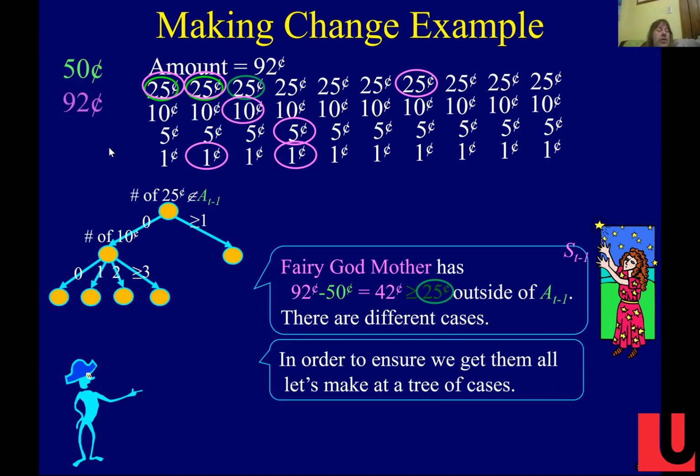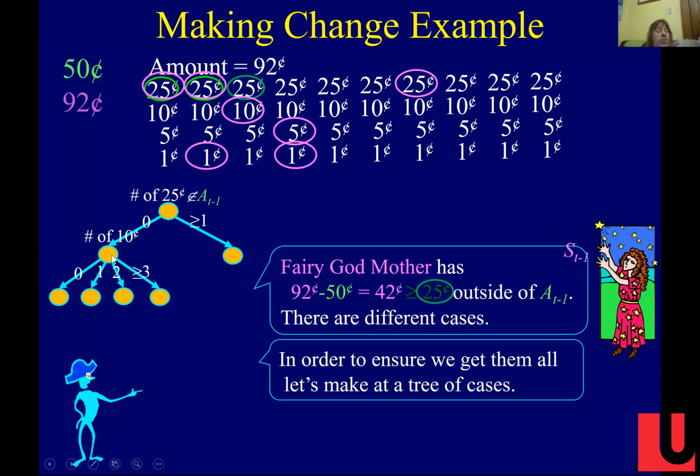And within that, we can branch on sub cases. In the case where we have 0 quarters, we can ask how many dimes she has outside of what the algorithm has done, and maybe she has 0, 1, 2, 3, or more than 3 dimes.